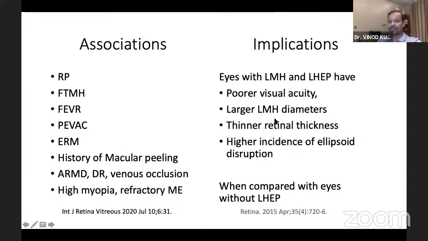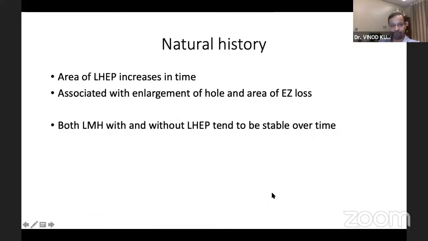This shows that LHAP may actually be a reparative response to the macular damage. Now, what are the implications of this term, that is LHAP? Our recent study noted that eyes with lamellar macular hole and LHAP tend to have poorer visual acuity. They have larger lamellar macular hole diameters. They tend to have thinner retinal thicknesses inside the hole, and they have a higher incidence of ellipsoid disruptions. And this is when they compared eyes with lamellar macular holes with LHAP to the eyes without LHAP.